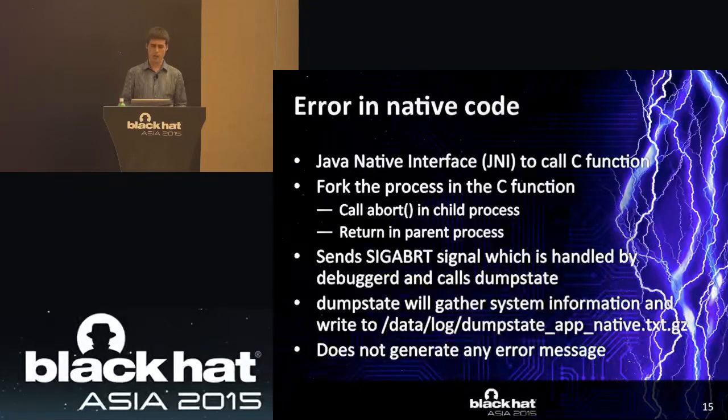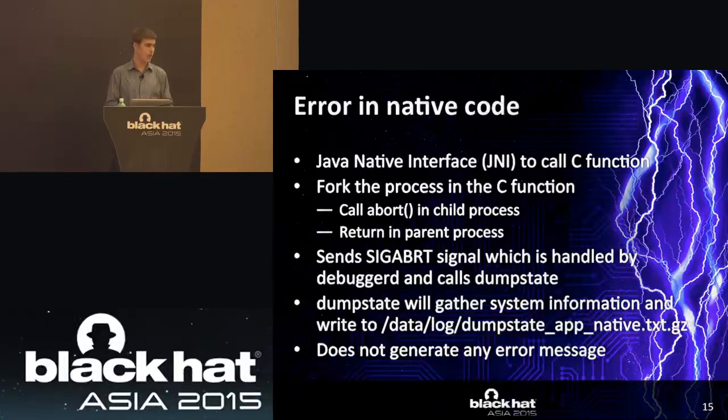And when the child process calls abort, the abort function is going to send the SIGABRT signal, which is going to get handled by debuggerd. Debuggerd runs as root, and this is going to call dumpstate, and it has the permission to do so, or the privileges, since it's running as root. And debuggerd injects, or sets, the default signal handlers into processes in Android. So it injects that signal handler, and it will get called once the SIGABRT signal is sent.